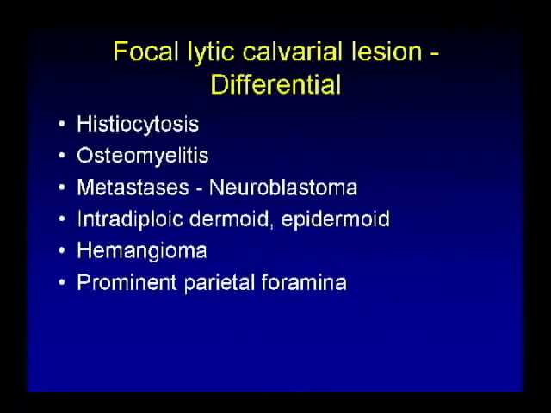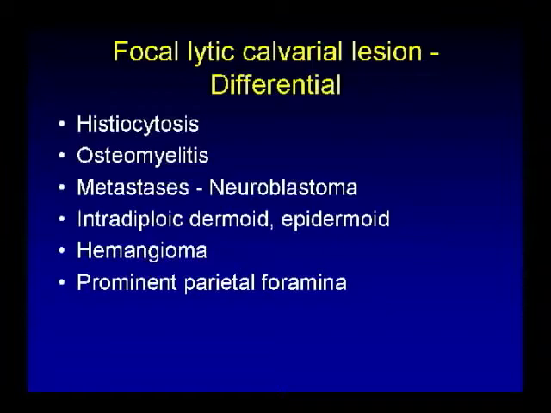Differential diagnosis for a focal calvarial lesion in a child would include, apart from histiocytosis, osteomyelitis, and other uncommon etiologies like neuroblastoma metastasis, dermoid or epidermoid, hemangioma, or very rarely in the parietal region, they can be normal variant prominent parietal foramina.